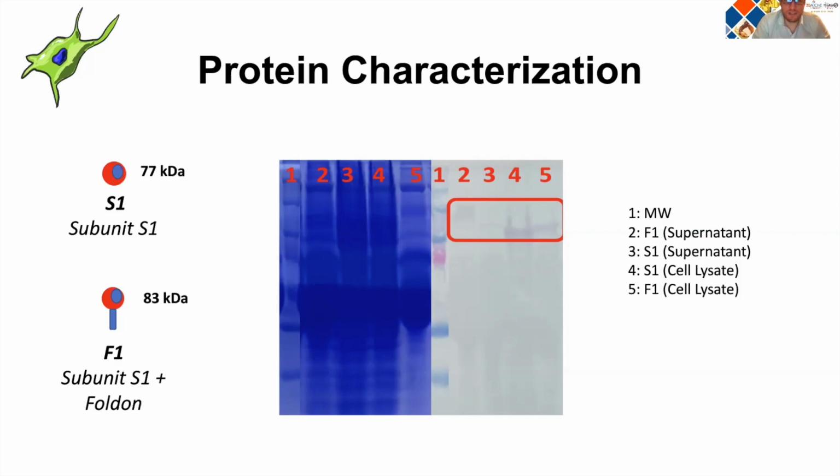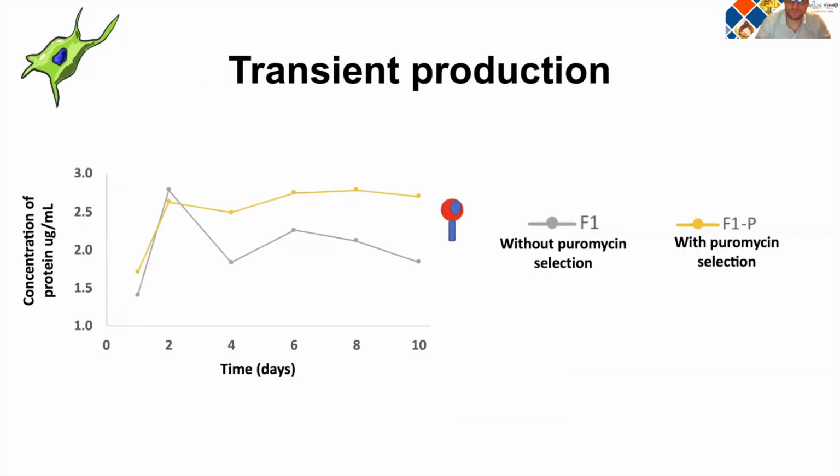And in this slide, you can see the protein characterization of the S1 and F1 proteins using an SDS-PAGE and a Western blot. You can see the supernatant and the cell lysate from the 2 cultures to produce the S1 and F1 proteins.